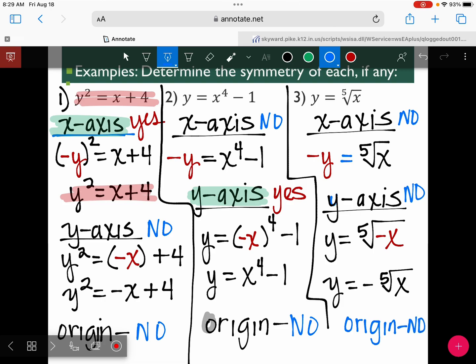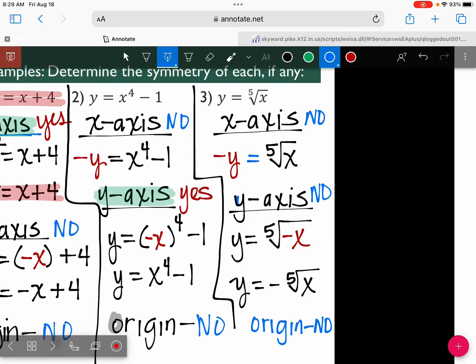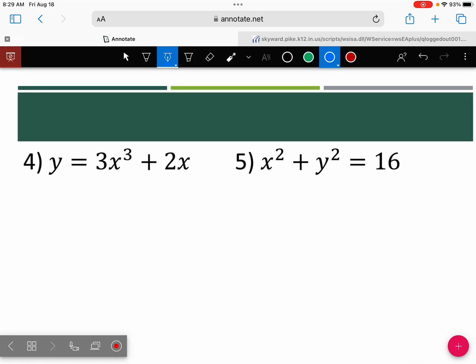Odd exponents, because that's still x to the 1/5, and 1/5 is an odd exponent. So we only have 2 more equations to test, and then that's it. We made it to the end of all of our material. All right, go ahead and copy down 4 and 5.